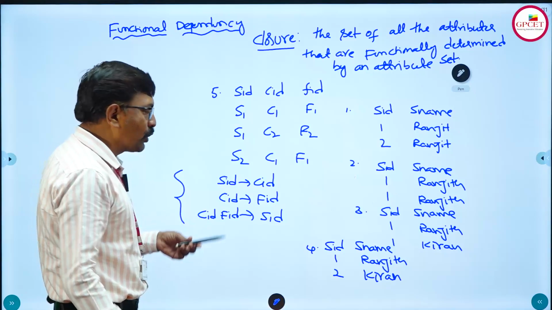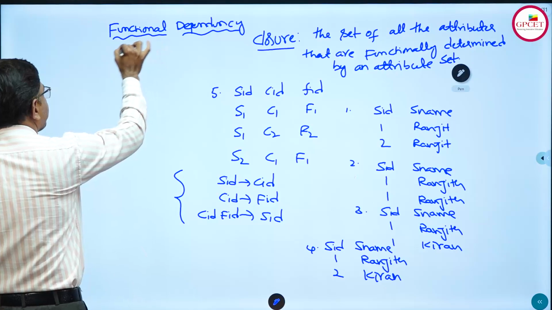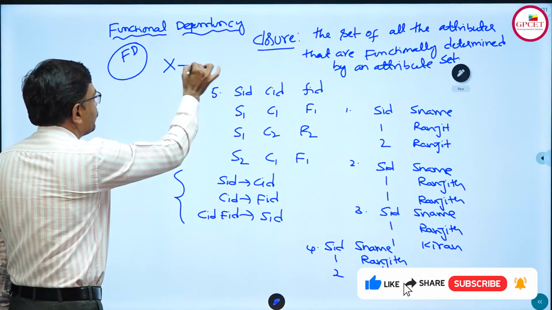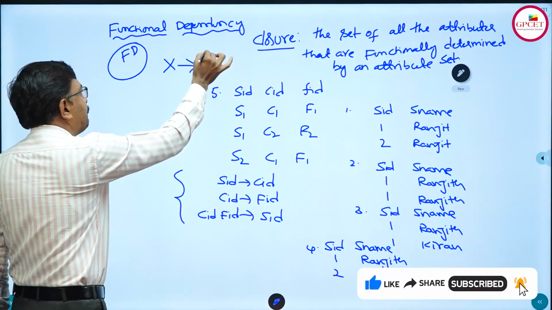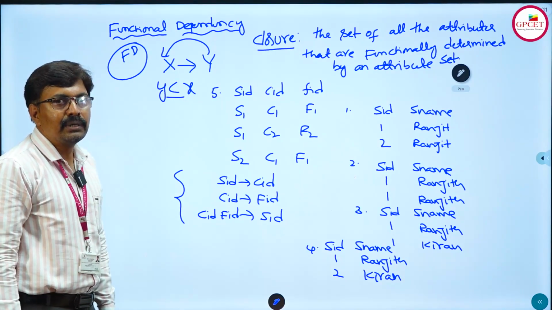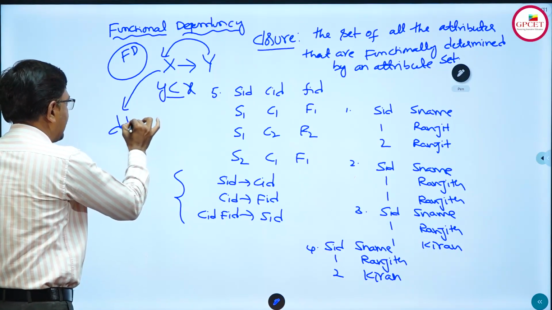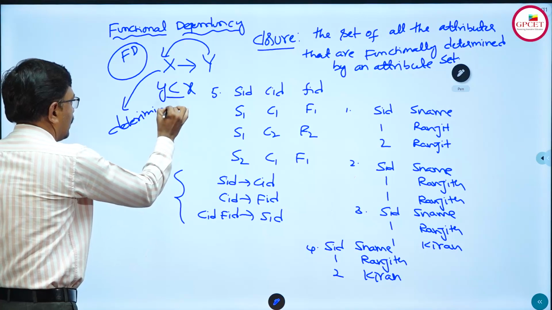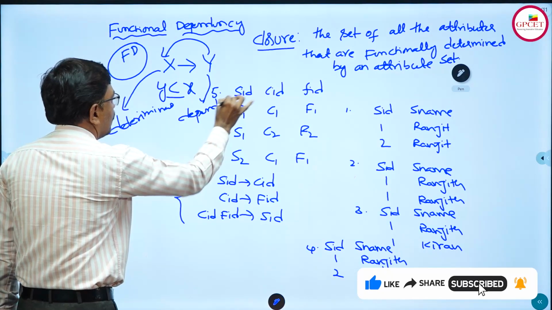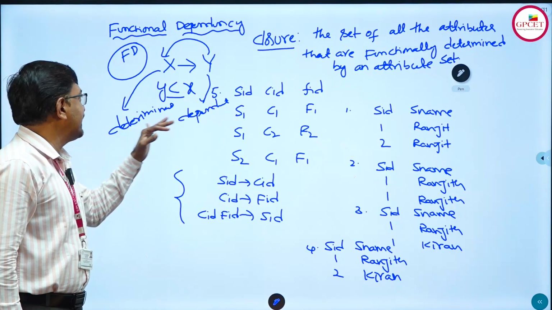Before going to the first normal form and second normal form, first, what is meant by functional dependency? Functional dependency is nothing but X tends to Y, X determines Y. Y is dependent on X. Y is a subset of or equal to X. X is the determinant and Y is the dependent.